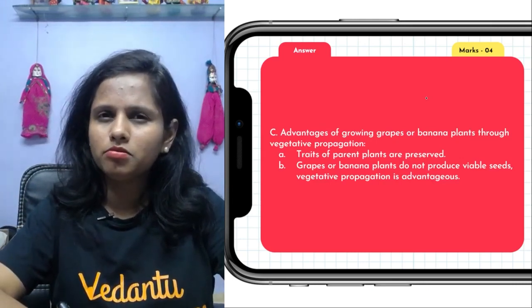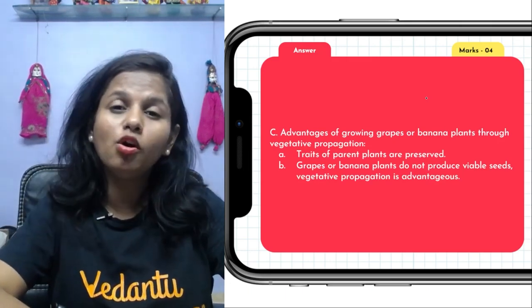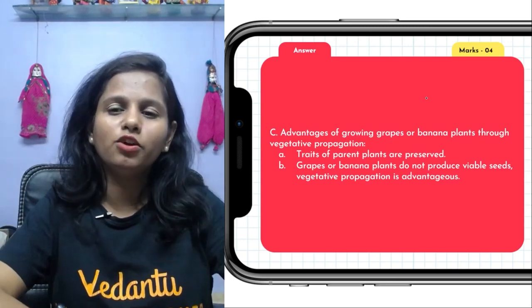Next, advantages of growing banana and grapes. Now banana and grapes, they do not produce viable seeds. So how to propagate them? We have to offer some mode of vegetative propagation.